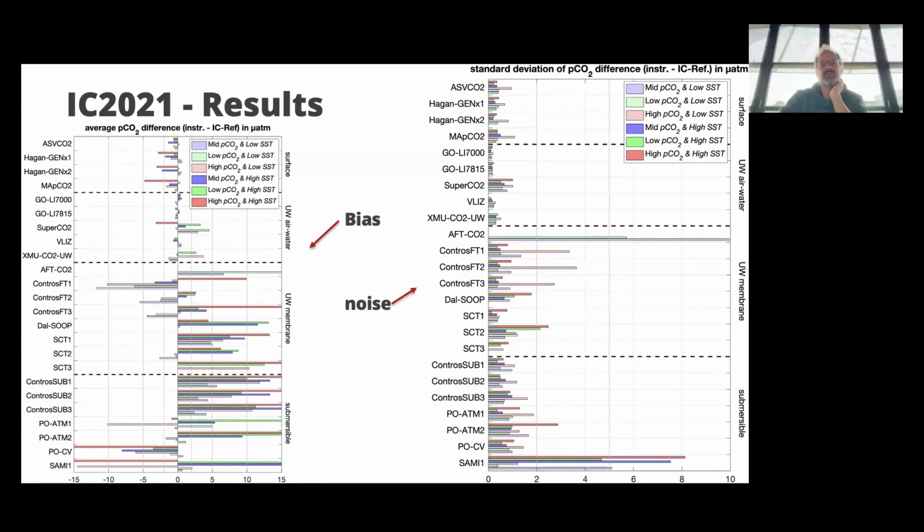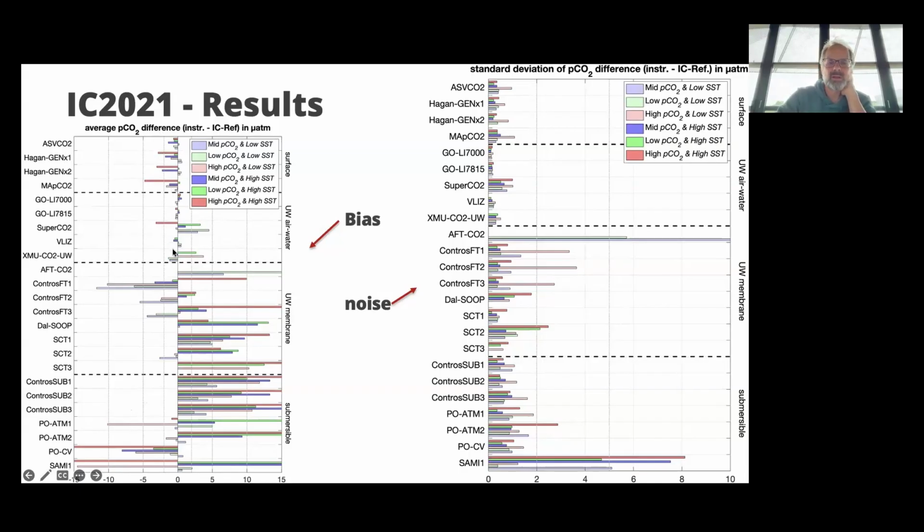And the different colors of the bars are the 6 different conditions that I described before that we had. And then you can see that even the instruments responded differently to different conditions, and the surface instruments basically stay within this 5 microatmosphere limit, most of the time even within the 2.